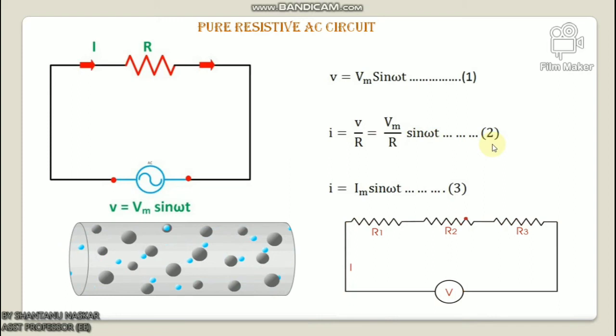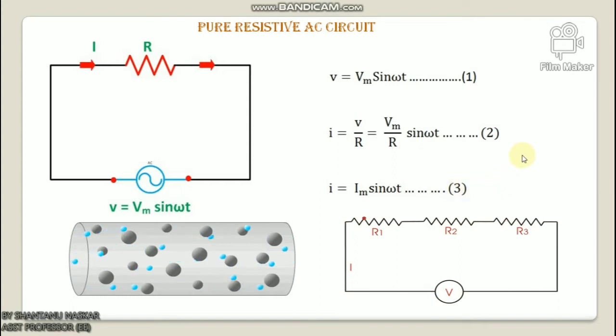The value of current will be maximum when omega t equals 90 degrees. So when omega t equals 90 degrees, sin omega t equals 1. Putting the value of sin omega t in equation 2, we get I equals Im sin omega t. This is equation number 3.